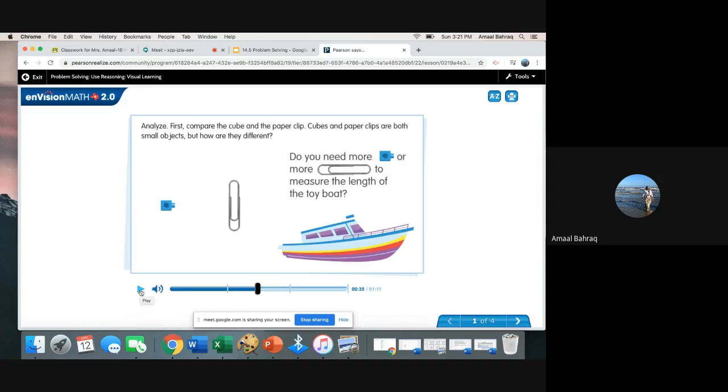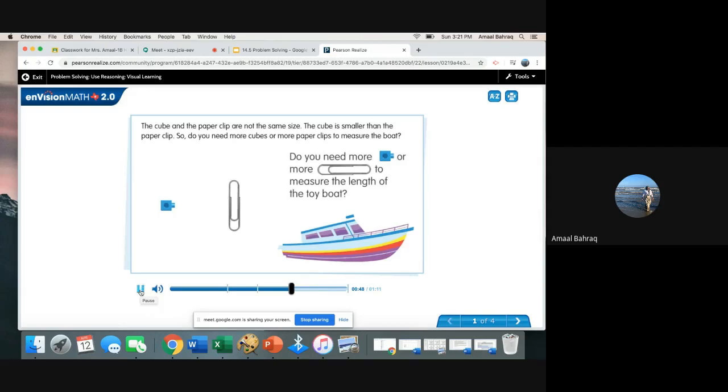Some of you guys may notice that the sizes of the objects are a little different. The cube and the paper clip are not the same size. The cube is smaller than the paper clip. So, do you need more cubes or more paper clips to measure the boat? Think about which one you would need more of.